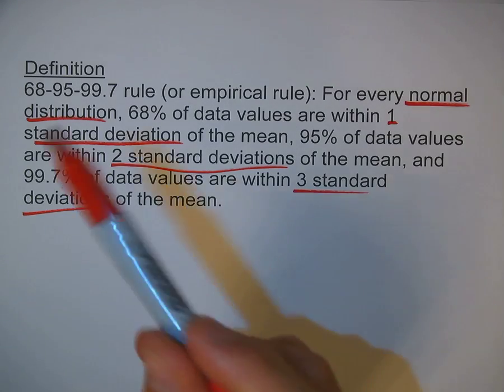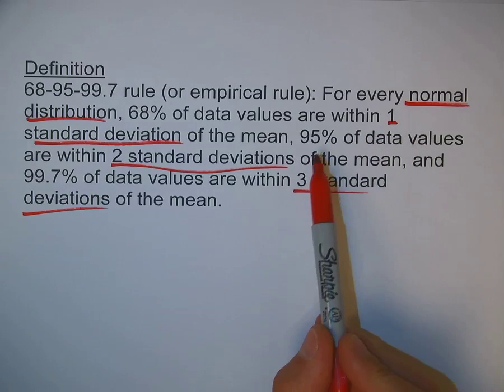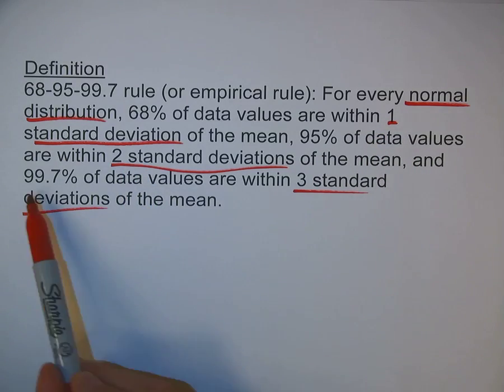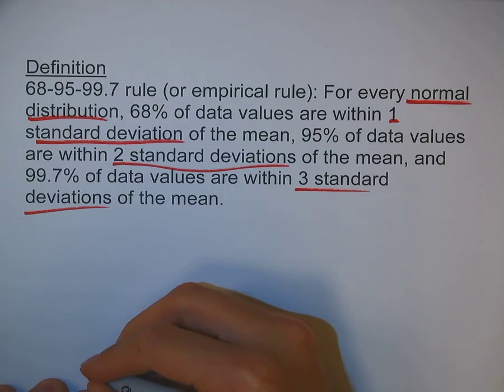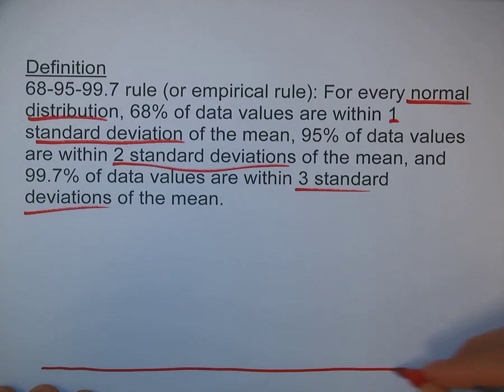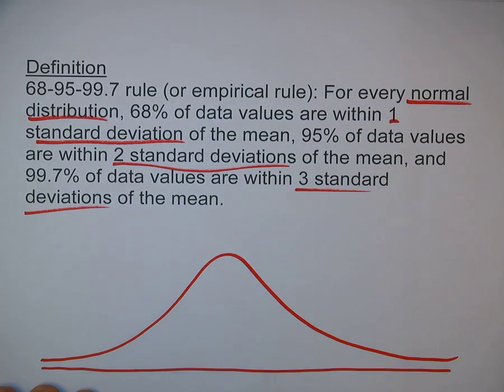Okay, so again, 68 within one standard deviation, that can be above or below the mean. 95 within two standard deviations, 99.7 within three standard deviations. So let's take a look at what this distribution is going to look like. Okay, so let's start by drawing it nice and normal here.